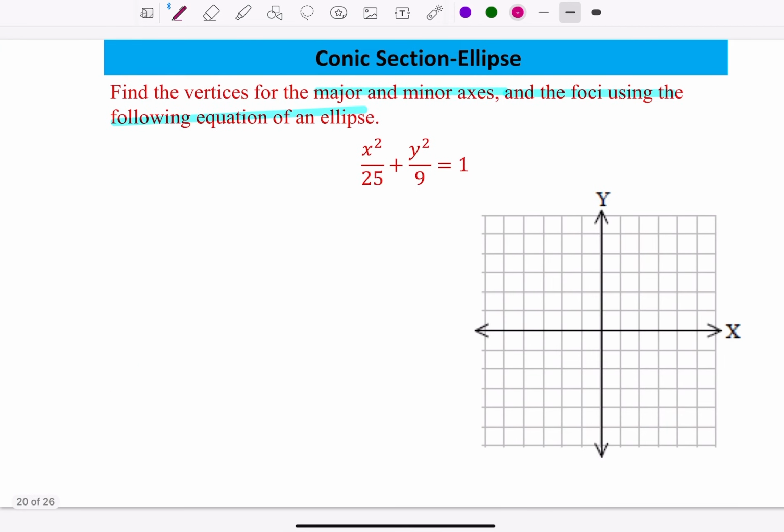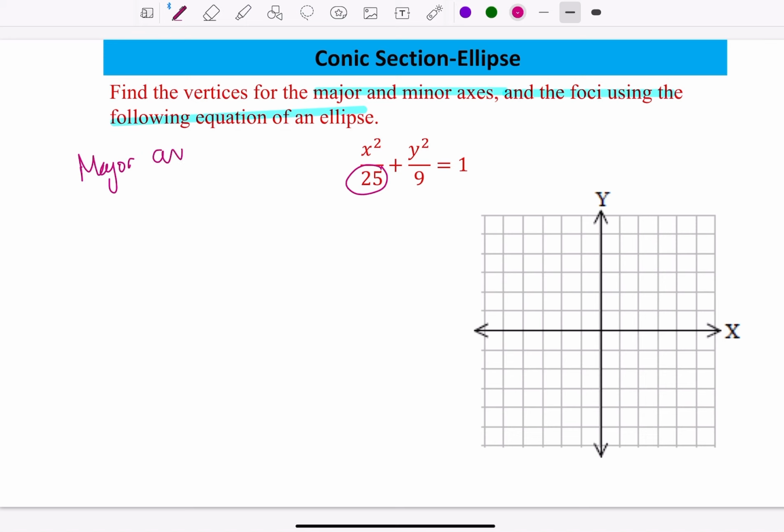The first one: x squared over 25 plus y squared over 9 equals 1. So x squared has the bigger number. That means the major axis is the x-axis. Along the x-axis, I'm going to move 1, 2, 3, 4, 5 on the right-hand side, 5 on the left-hand side. And for the minor axis, I'll be moving 3 up and 3 down.